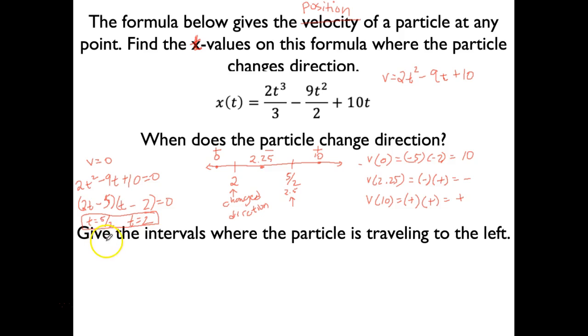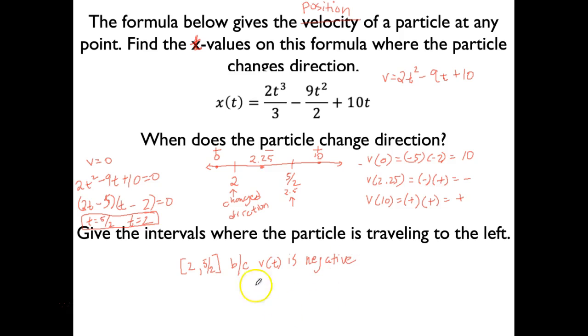The next question is: give the interval where the particle is traveling to the left. Well, it's traveling to the left from 2 to 5/2. A lot of times they might ask you to justify. In this case, I'm going to tell you it's traveling left because velocity is negative.